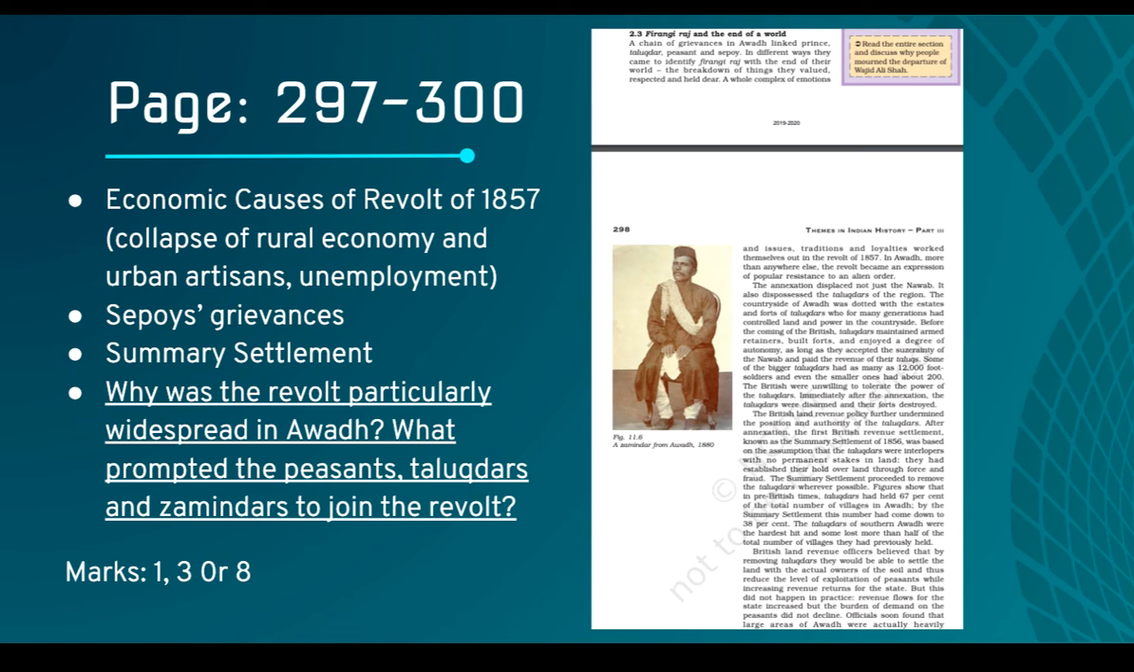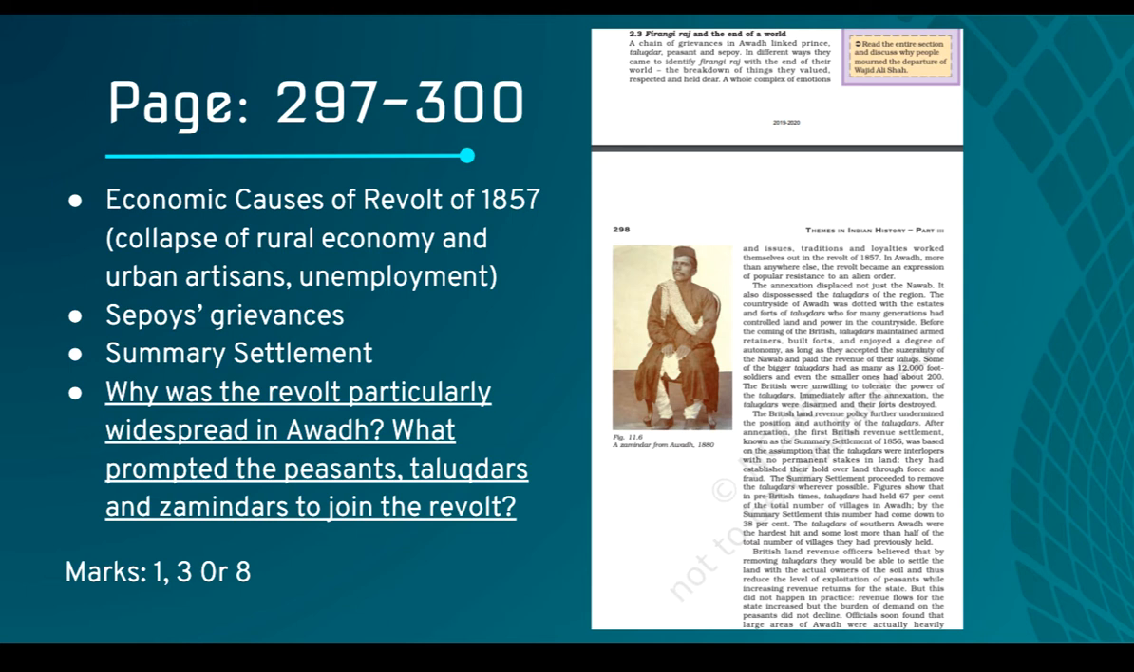Then pages 297 to 300 are very important in this chapter. Here you may find the economic causes of the revolt of 1857, which would include collapse of the rural economy, urban artisans, large-scale unemployment because the Awadh army was disbanded. This also talks about sepoy grievances and how that led to the revolt of 1857. You also need to understand the summary settlement, which led on later to the Mahalwari system of land revenue and how the summary settlement actually affected the talukdars and the peasants.